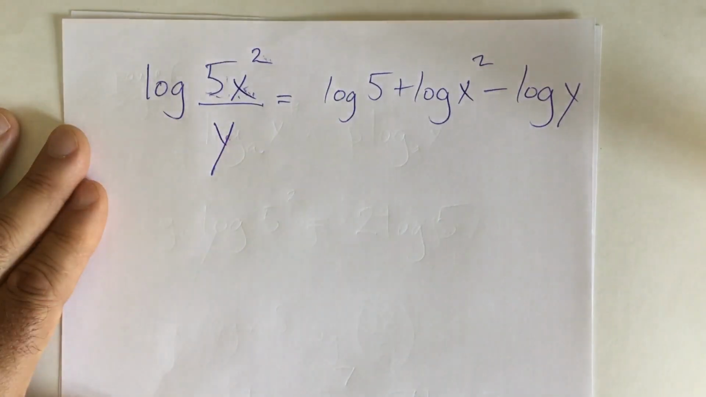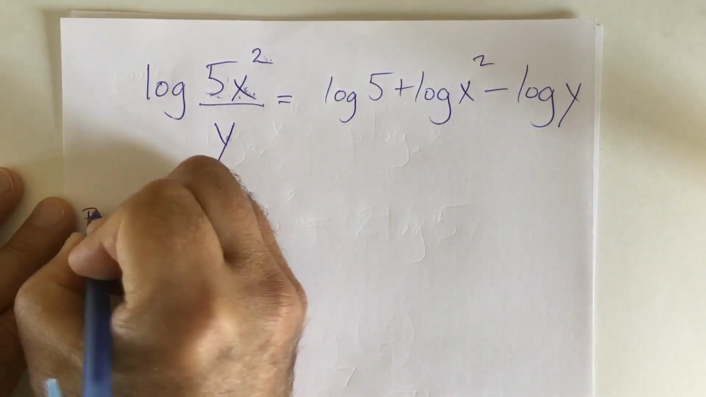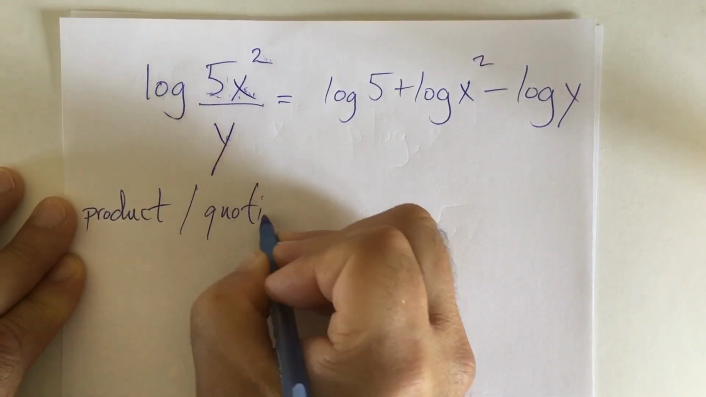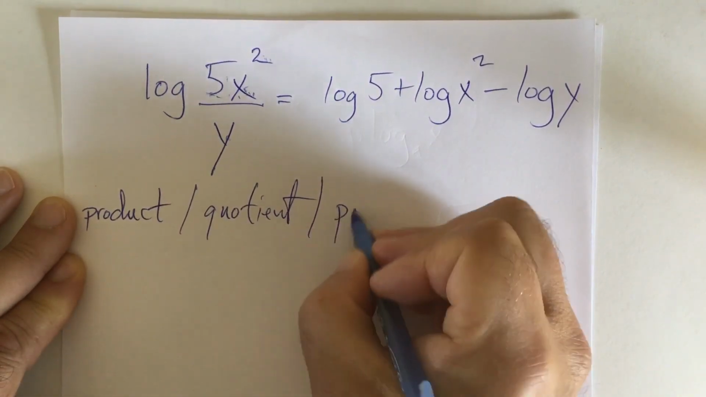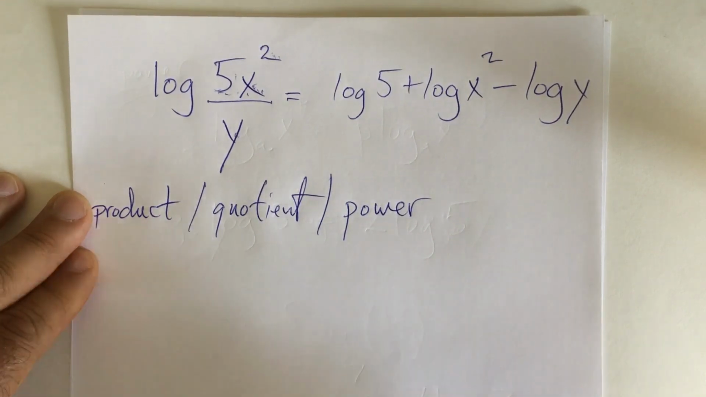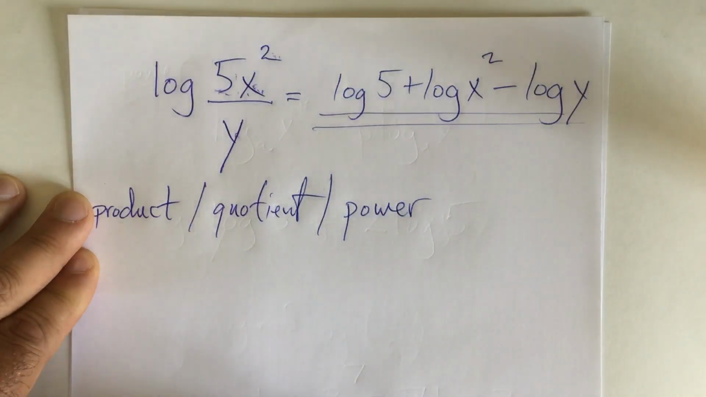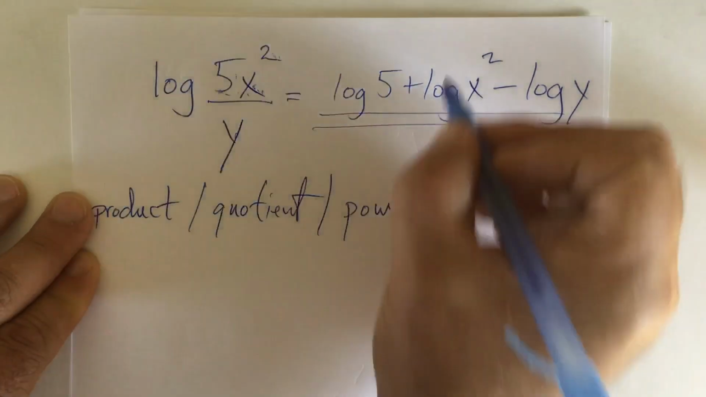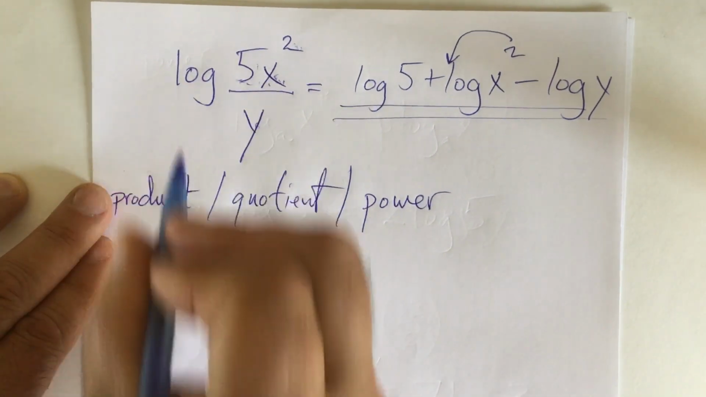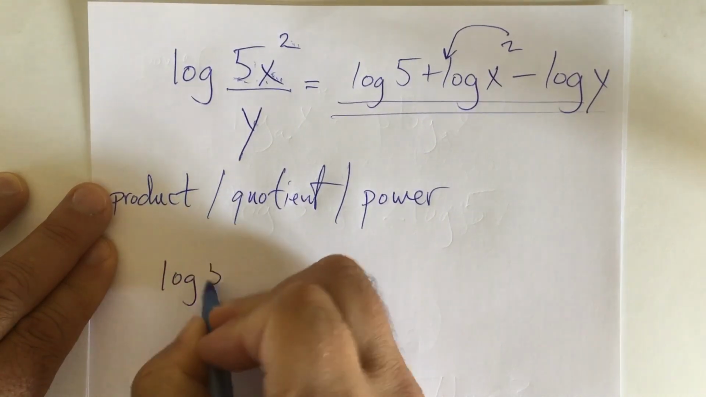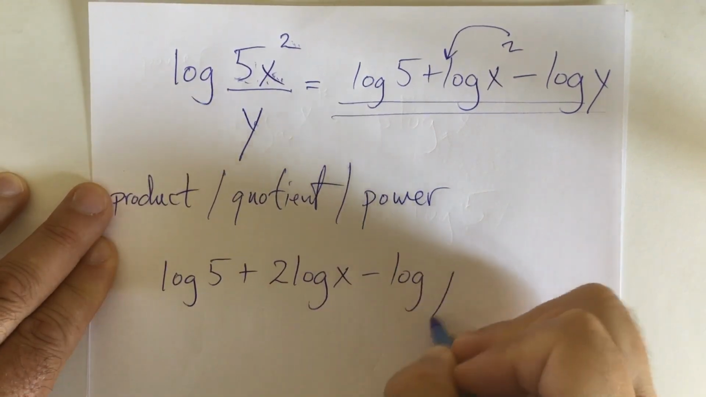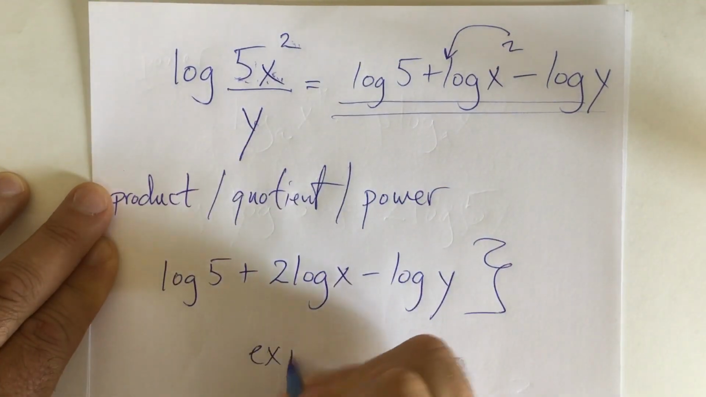The three rules that we're talking about are product, quotient, and power. And those three rules, they all exist together. Now this one is technically not finished yet. I didn't completely finish that question because I could bring the 2 down. So the final answer for this question would be log 5 plus 2 log x minus log y. This is called an expansion.